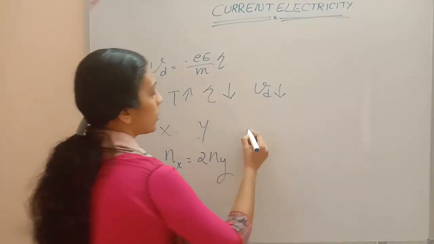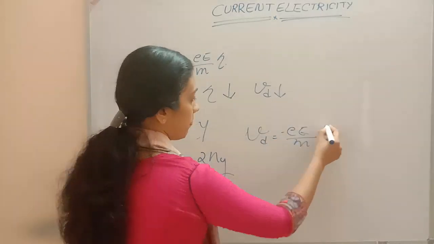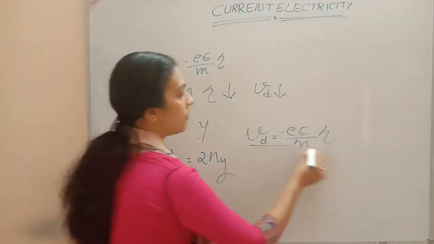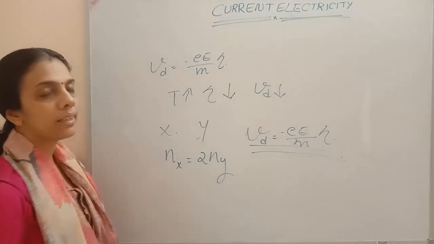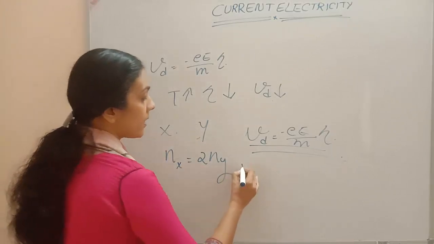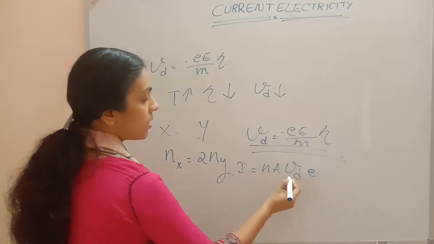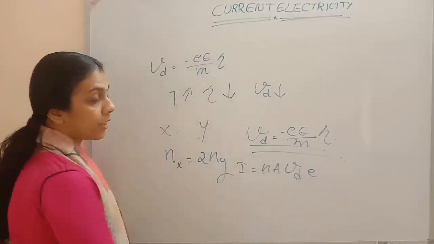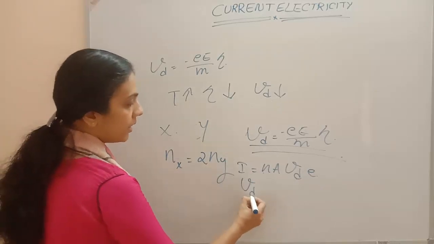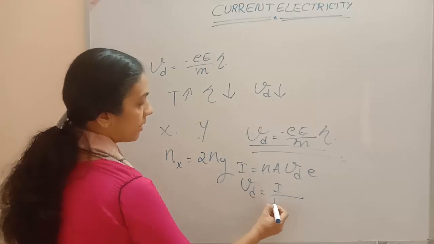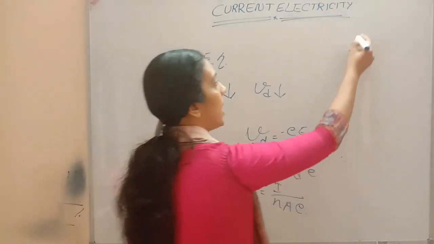Okay, Vd equals minus eEτ by m. So for drift velocity, this equation is not sufficient. So here, including n, which formula do we know? I is equal to n A Vd e. So n is also there in the equation, drift velocity is also there in the equation. So we can write it as Vd equals I by nAe. Right. Now for X and Y.